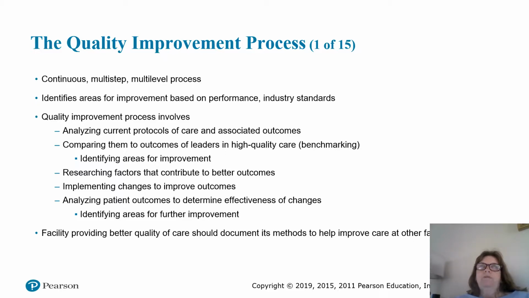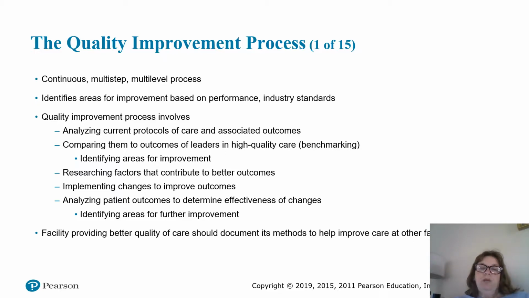There are different ways of approaching the quality improvement process, but in the end it needs to be a systematic process. So it's a continuous, multi-step, multi-level process. It identifies areas for improvement based on performance and industry standards. And so they look at areas where there might be a lot of errors that have occurred, medication errors or injuries to patients or things like that. And they focus on an area to improve based on performance, or measure the performance based on industry standards.